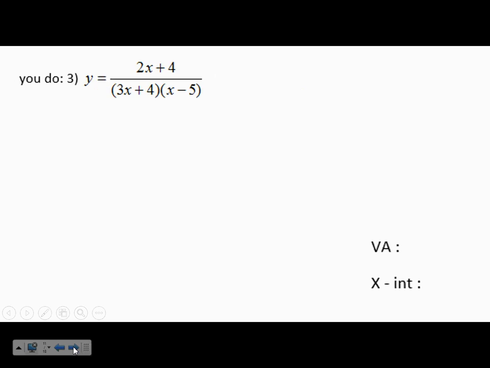So go ahead and do this one on your own. Shouldn't take too long. Pause it, do it on your own, and then see what I get.